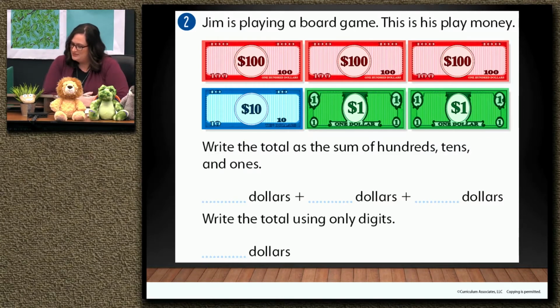What do you notice? There's 3 red bills, 1 blue bill, 2 green bills. Okay, what else do you notice? All the red bills are worth 100 each. Blue bills are worth 10 each. Green bills are worth 1 each. Write the total as the sum of hundreds, tens, and ones.